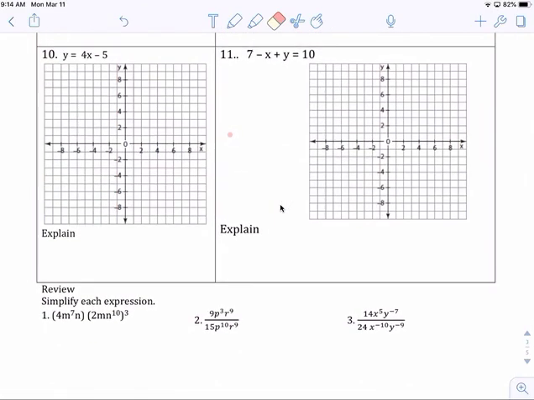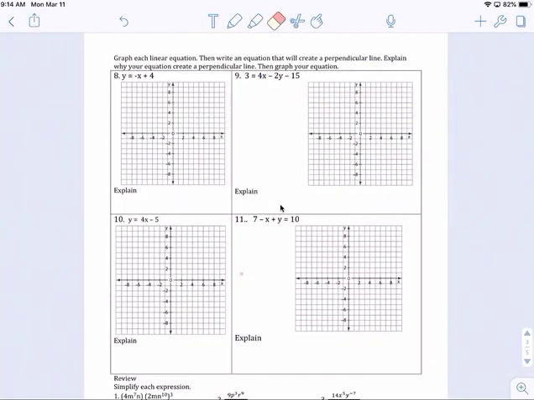Okay, number 10. We want to graph each linear equation, and then write an equation that will create a perpendicular line. So we need to write an equation and explain. So there are three things on this problem.